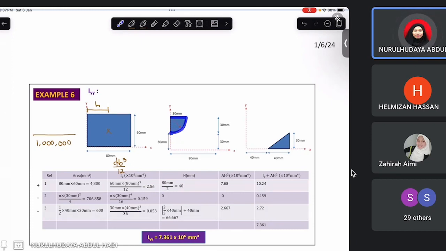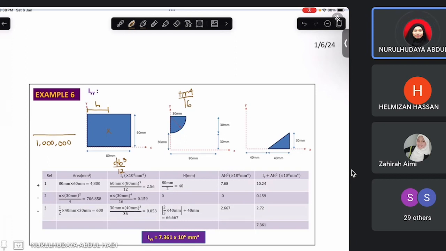Lepas tu kita ada quarter circle tadi. Area I tak cerita lah, area ni I biar je sebab sama. So, for the IY, pi r power of 4 bahagi 16 juga. Sama je, sebab IX, IY untuk semicircle ke quarter circle ke, dia punya formula sama je. Sebab bulatan kan, mana-mana pun dia akan jadi sama je. Okay. So, kalau quarter circle, IX ke IY ke dia adalah pi r power 4 bahagi 16.